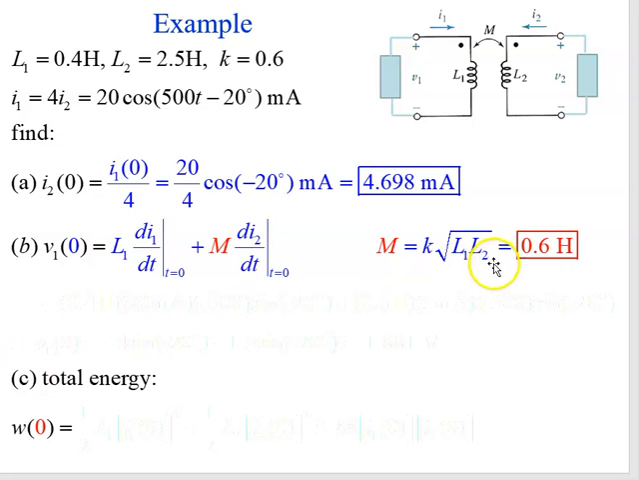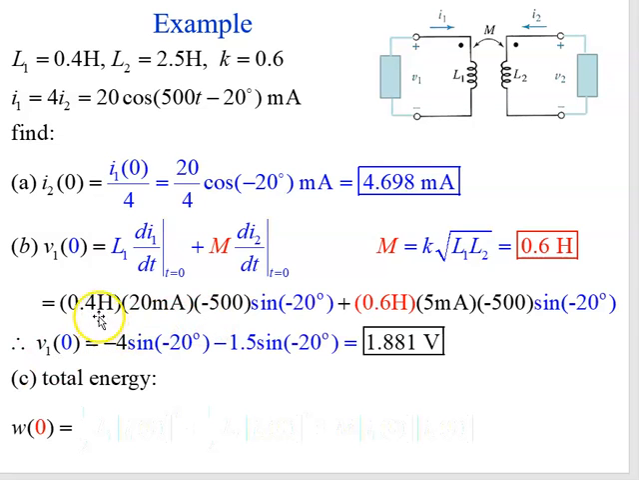So when we do that, the first thing we have to do is solve for M, and then we need to take the first derivative of I1 with respect to time, the first derivative of I2 with respect to time, and again plug in t equal to 0. So when we do that, we have 0.4 henries times that 20 milliamps for I1.